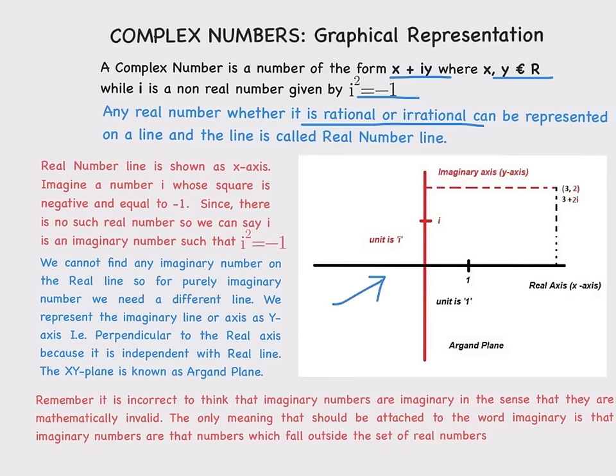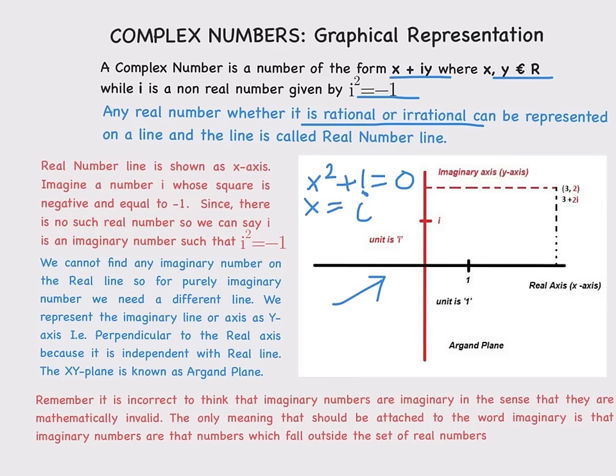Imagine a number i whose square is negative and equal to -1. Since there exists no real number whose square is -1 or negative, consider the equation x square plus 1 is equal to 0. This equation has no solution in the real number system, but in the complex number system this equation has a solution for x is equal to i. So i is the number whose square is -1, and we can say i is an imaginary number.